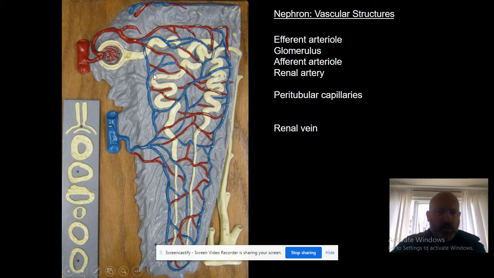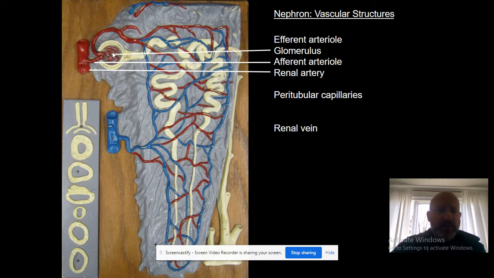So here, this is just a different angle. We're looking at just that one nephron now. You can see the renal artery brings unfiltered blood in, and that blood would spin around and around through this structure called the glomerulus. But it's the afferent arteriole that takes the blood directly from the renal artery and sends it into the glomerulus.